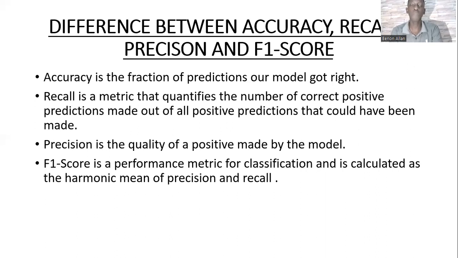Then precision, where we determine the quality of a positive made by the model. Here we are determining how accurately, like the speed, our model gets the accurate price. So basically determining the speed. Then the F1 score is a performance metric for classification, calculated as the harmonic mean of precision and recall. Basically, it's a combination of precision and recall.